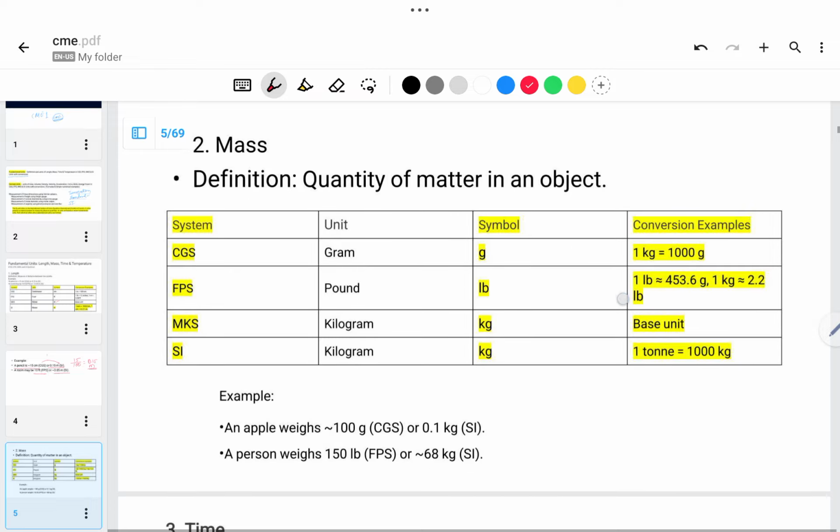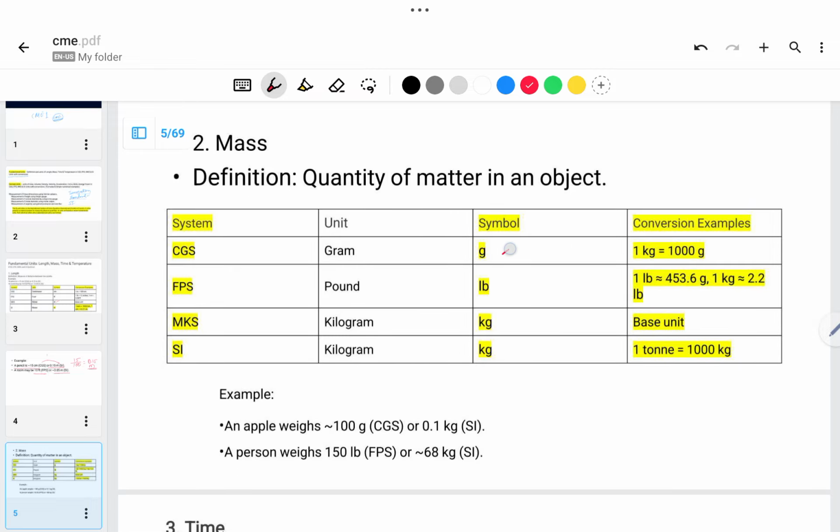So the next, mass. Mass in CGS is measured in the gram, and the symbol is G. In FPS, it is measured in the pound, represented as LB. In MKS it is measured in terms of the kilogram, that is kg, and in the international standard it is also measured in kg. You have to remember these symbols, because you always have to utilize the symbols. You cannot repeatedly write kilogram, gram, pound. It is easy to write the symbols, so you need to remember them.